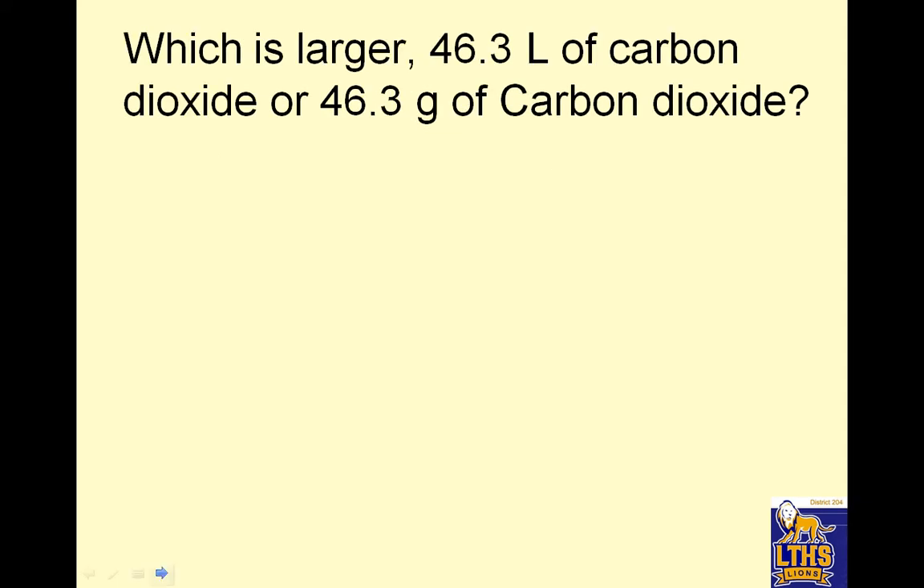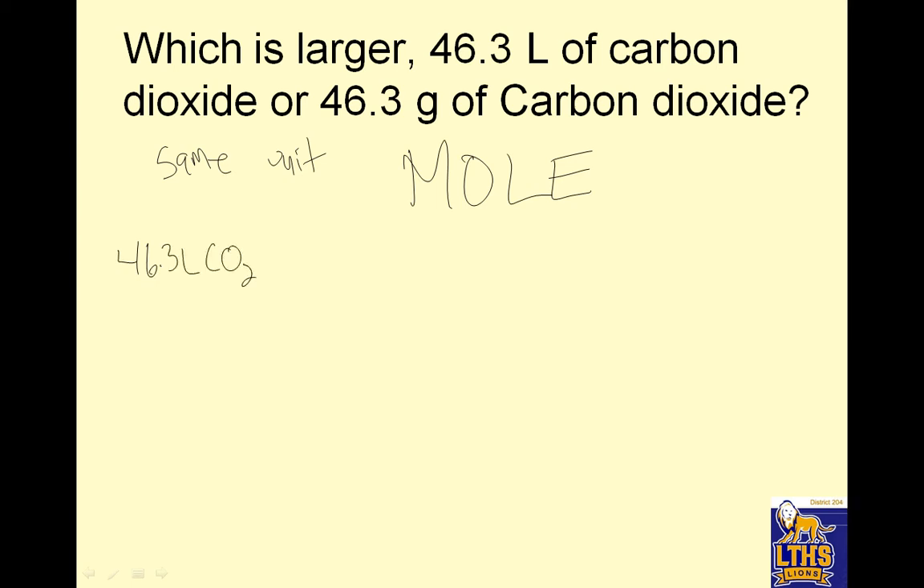Which is larger, 46.3 liters of carbon dioxide or 46.3 grams of carbon dioxide? So I need to have them both in the same unit. Well, what's my favorite unit? Oh, it's the mole. So I'm going to convert 46.3 liters of carbon dioxide into moles. Hate you, liters of CO2, and I love you, moles of CO2. Always go through moles. 46.3 divided by 22.4 is 2.07 moles of CO2. And that's the first one.